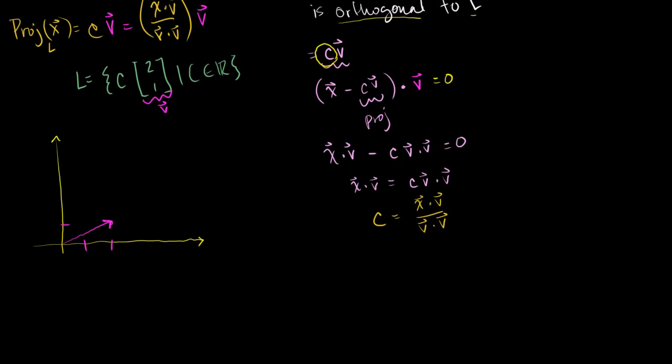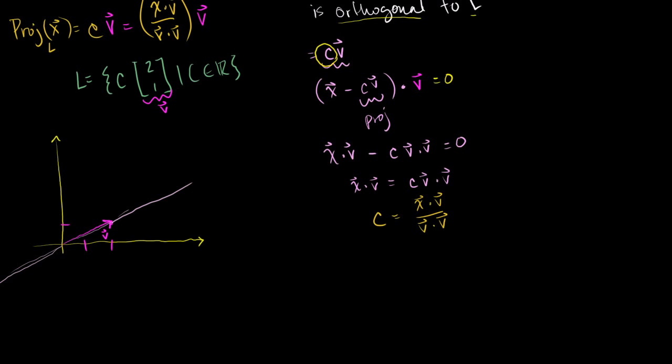So let me draw that. All of the possible scalar multiples of that, you just keep going in that direction, or you keep going backwards in that direction, or anything in between. That's what my line is: all of the scalar multiples of my vector v.